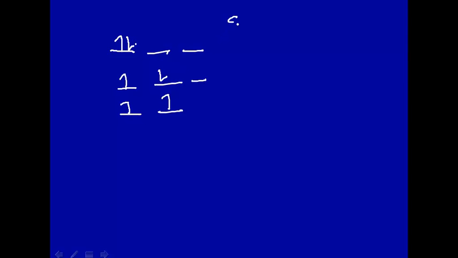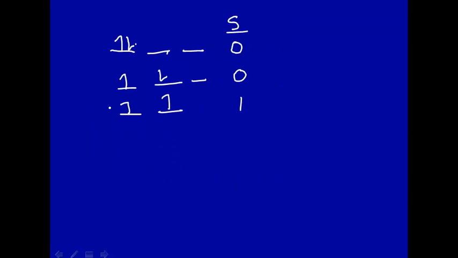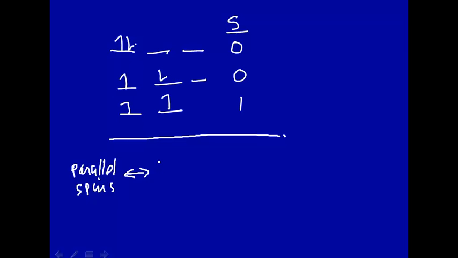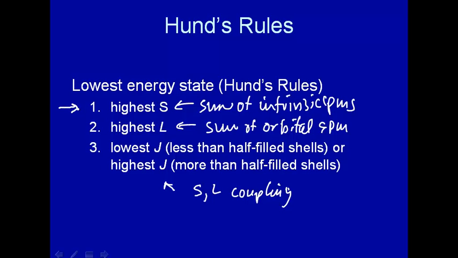If we look at the total value of S for this, it is 0. Total value of S here is 0. Total value of S here is 1. And if we have them parallel, we get a higher value of S. Hund's Rule, first one, highest value of S, is just a fancy way of saying that the spins have to be parallel, which is what we stated without proof in introductory chemistry. Another way to say that: the highest value of S, so parallel spins, is the same thing as saying largest value of S, and that is also the same thing as saying the highest multiplicity. Parallel spins, largest S, highest multiplicity, that's Hund's Rule number 1, which we learned in introductory chemistry.